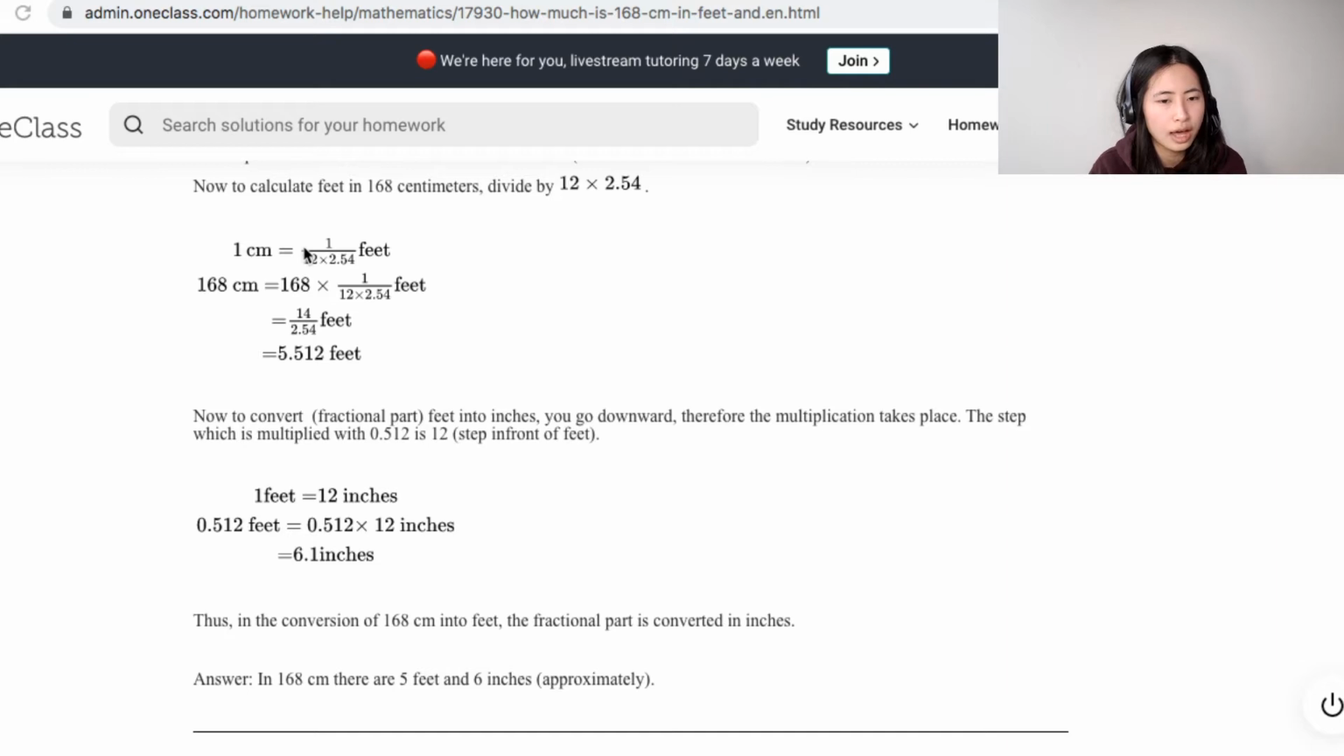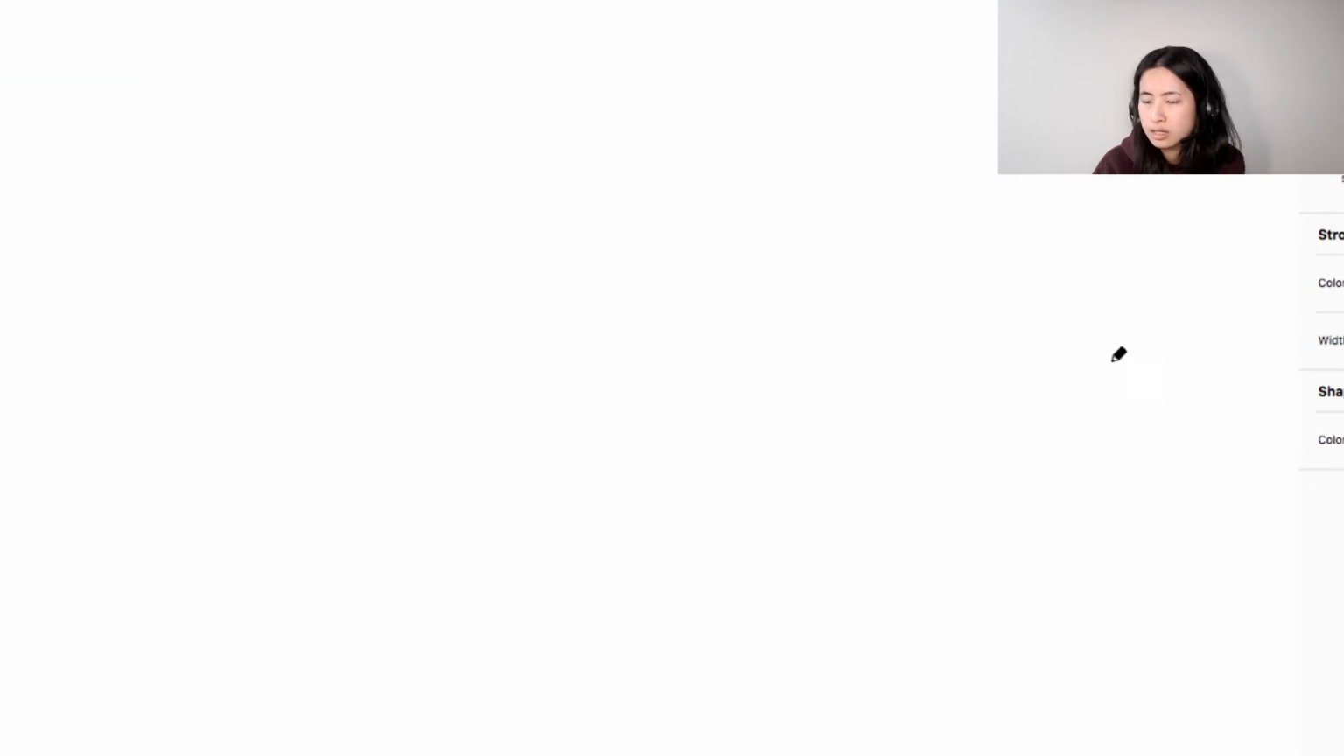So they're saying you have a centimeter, which is equal to 1 over 12 times 2.54 feet, and then you have 168 centimeters, which is equal to 168, and we're converting this to feet. So maybe we can illustrate that over here.